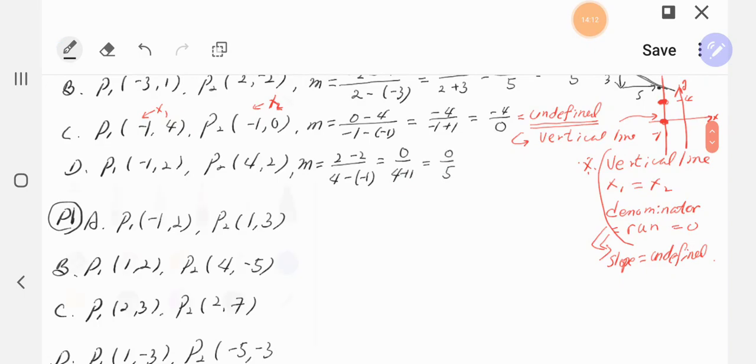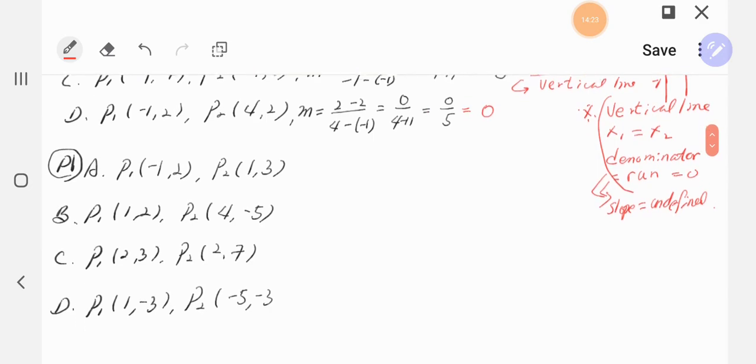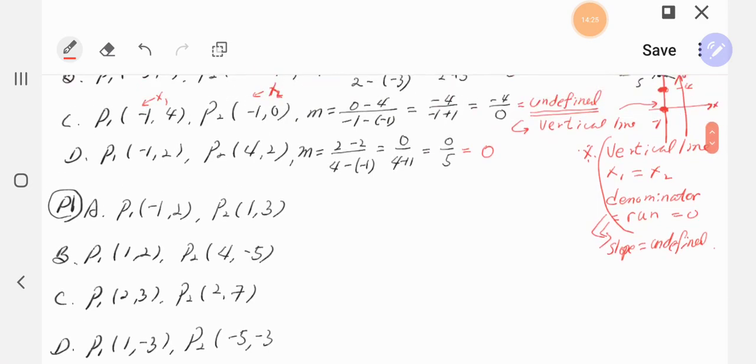Okay, now the numerator is 0. If the numerator is 0, then what's the value of this fraction? 0, right? Okay, 0 means, let's look at this. This is also a very important concept. If you graph it, let's graph these 2 points.